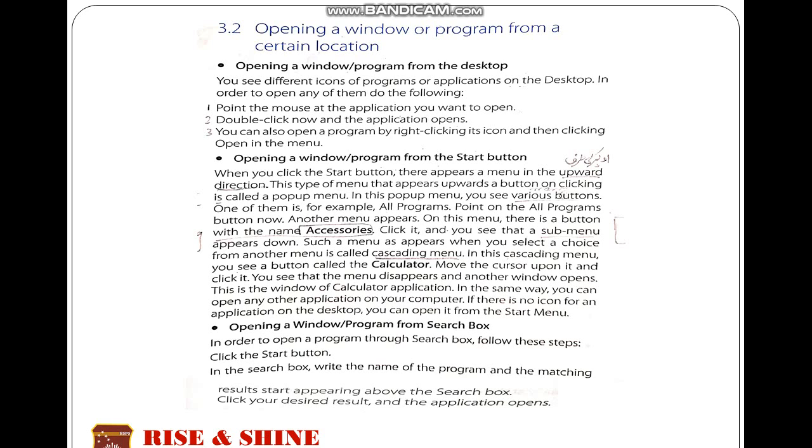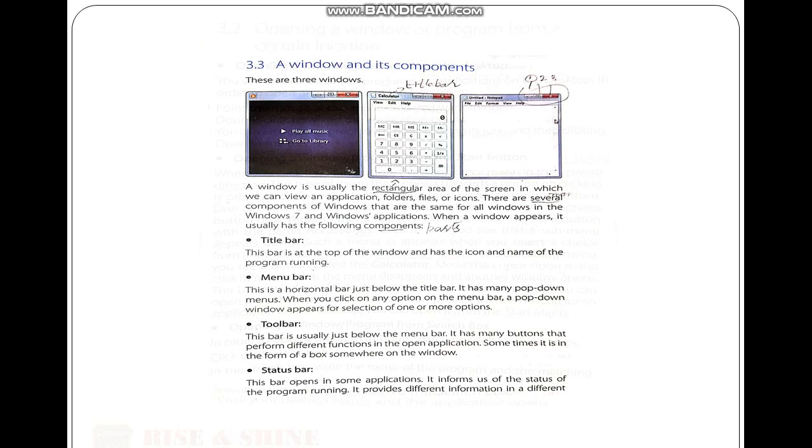Another way of opening a program is from the search box. In order to open a program through the search box, follow this step. The search box is a box right above the start menu. Just write the name of the program in this search box and your program will be open.